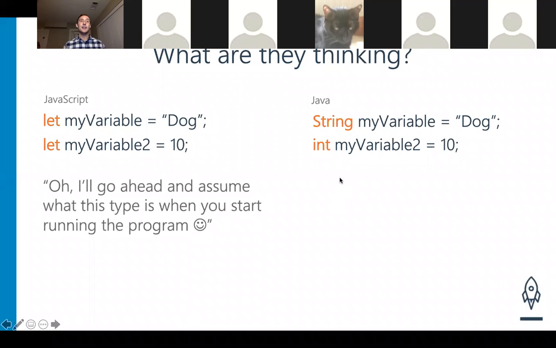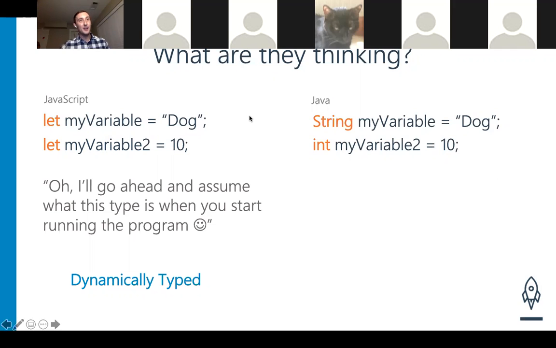In Java's head, it's saying, oh, I'll go ahead and assume what type this variable is going to be when you press that run button, when you start running me. I'll figure it all out. Don't you worry. Have a great day. JavaScript in that case is called dynamically typed. It's figuring out what it wants when you run it. It's kind of trying to read your mind when you press the run button.